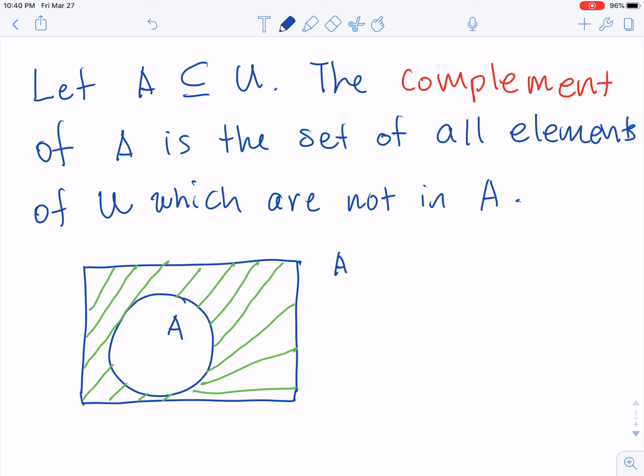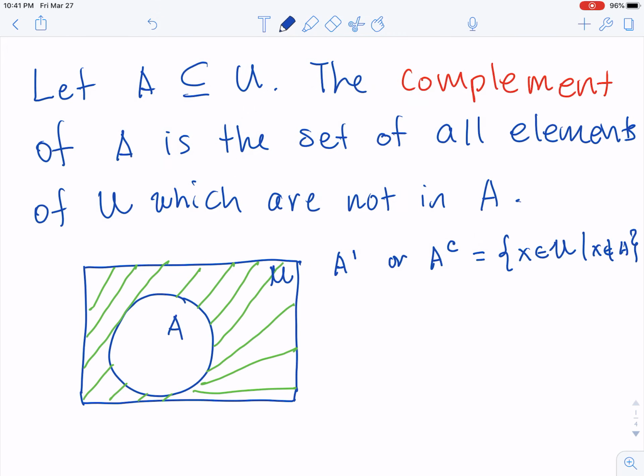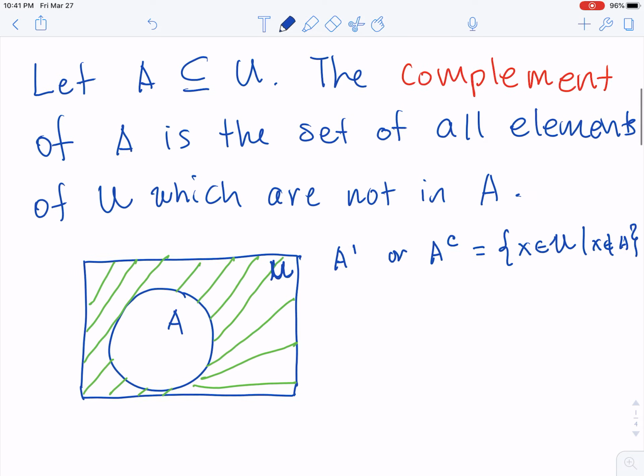ang complement ay usually A prime siya, or pwede rin siyang isulat na A tapos may parang exponent na C. Meron siyang superscript na C. So, this is equal to X, element siya ng universal set such that X is not an element of A. So, element siya ng universal set, this is our universal set, rectangle, and hindi siya element ng A. Okay? So, let's have some example.